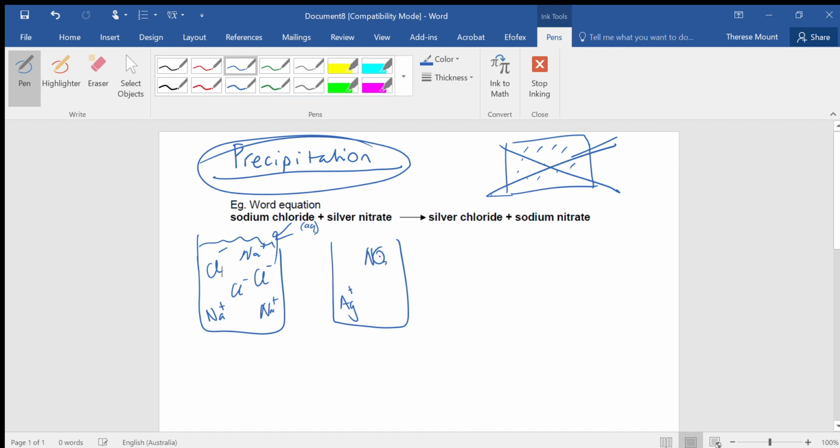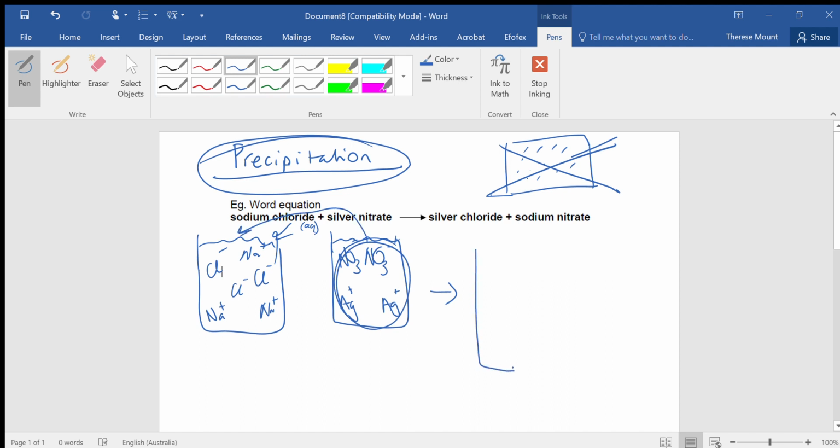So NO3, Ag, NO3, they're all just floating around. Okay, now I just want to check my valencies for those two. Silver is, yep, that's correct. Good. So those ions are just floating around. All right, so what would happen if I poured this solution into that one?